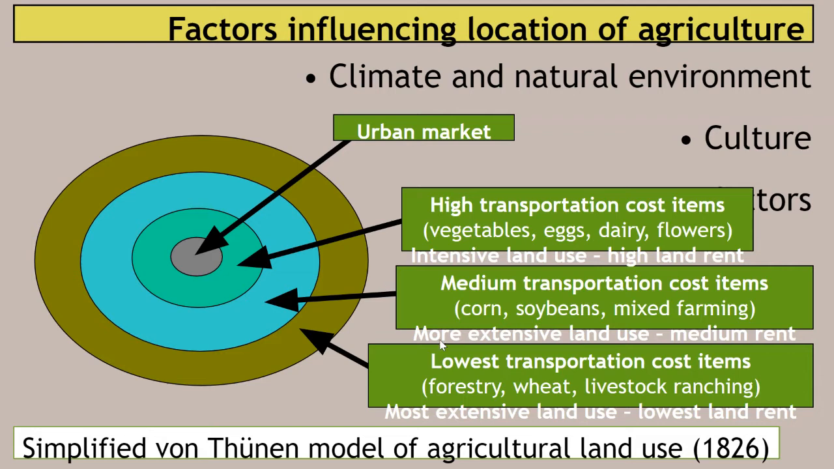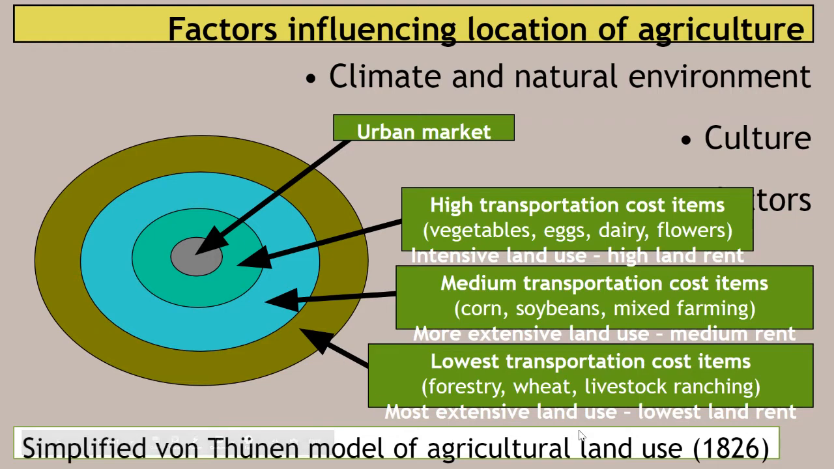One ring out from that, in what's called the medium rent, we have what we classify as mixed crop farming, so things like corn and soybeans. At the time, this is missing one of the extra rings. We also had the timber ring in between these two, because at this time firewood had to be close to the city. But that's not super important in the modern day application of von Thunen.